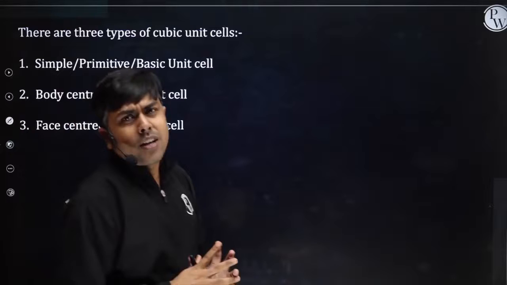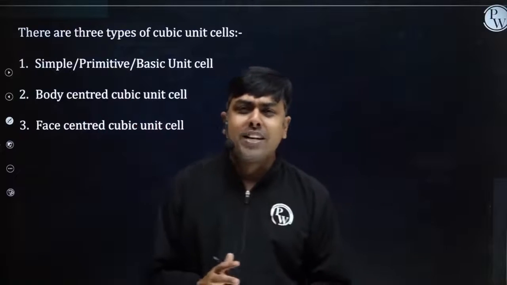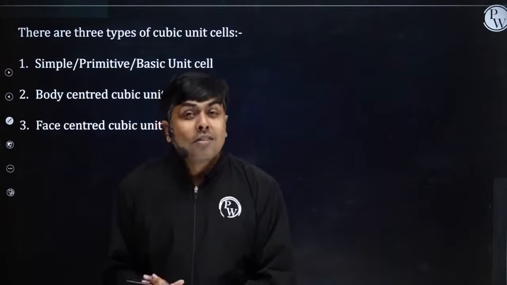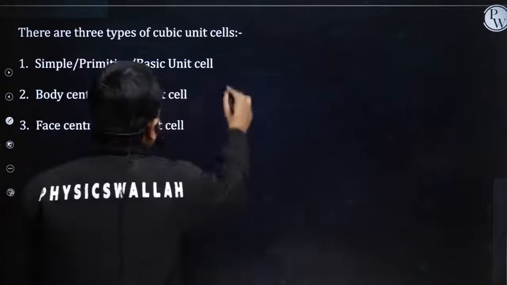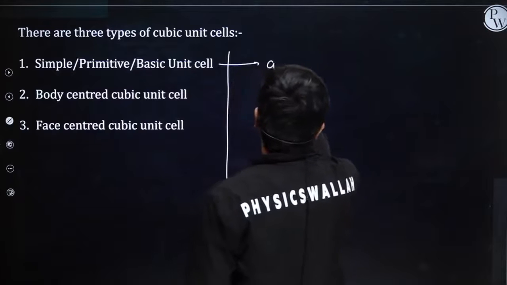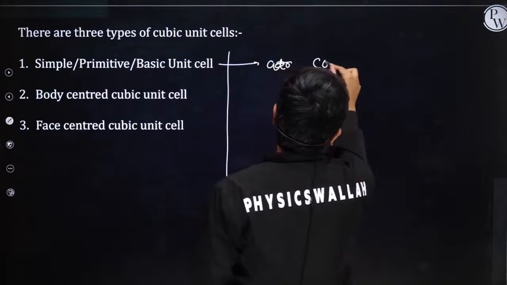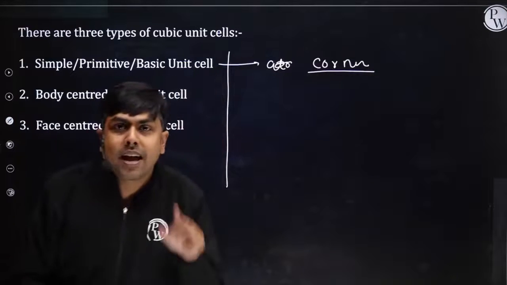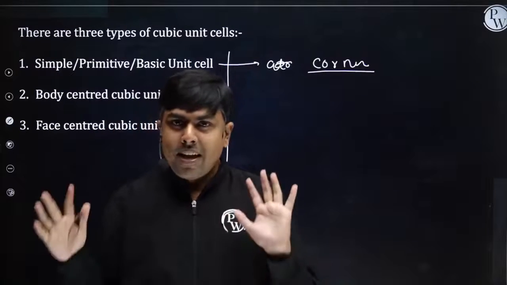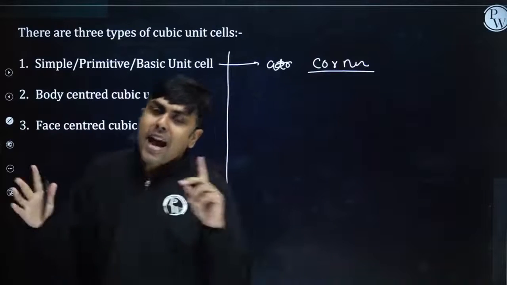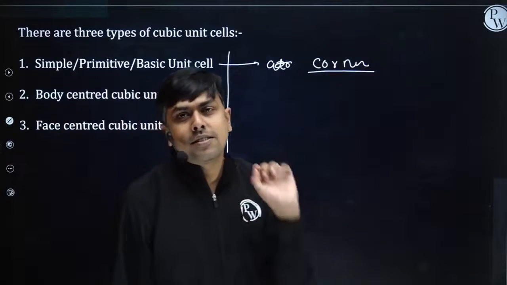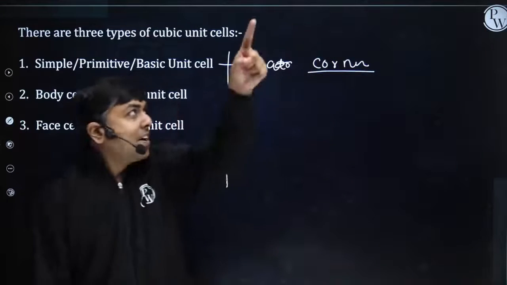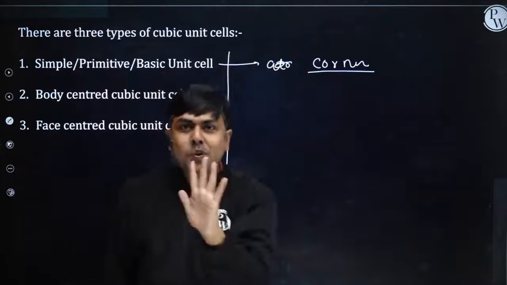Students, now if I talk about the classification of cubical unit cells, we have 3 types. First one, simple cubical unit cell. Here, the atoms are placed at corners in such a way that a particular corner atom touches the adjoining corner atoms. Am I clear, students?